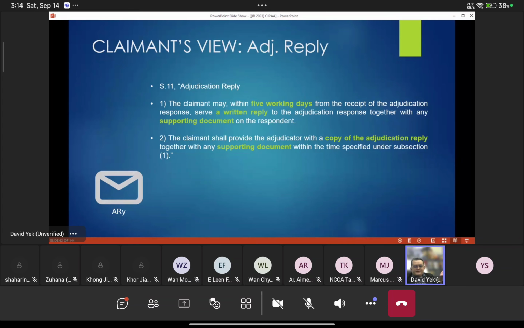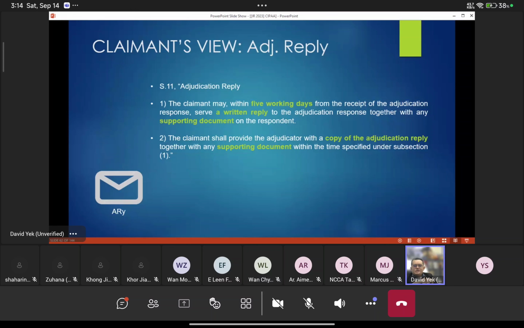Look at the claimant's view. Now, after receiving the adjudication response, I change hats again. Now I put back the hat of the claimant. I have 5 working days to answer the response. Last, no more opportunity. I have these 5 working days to answer this response.